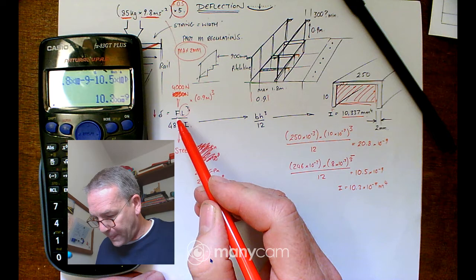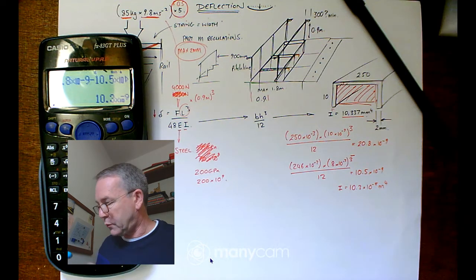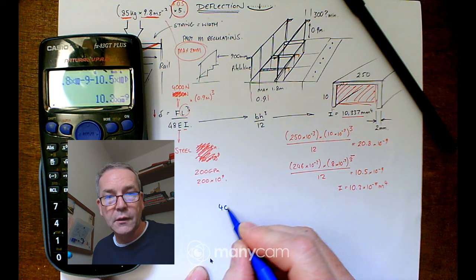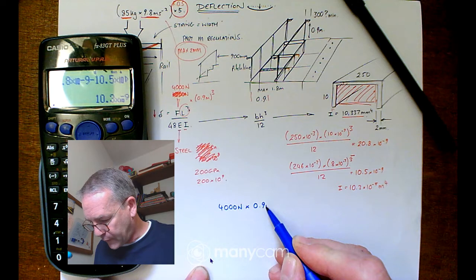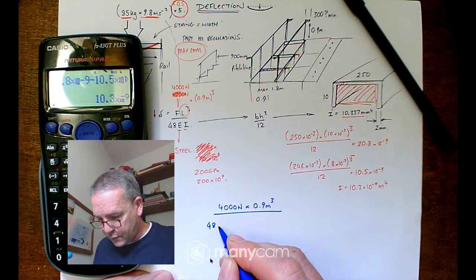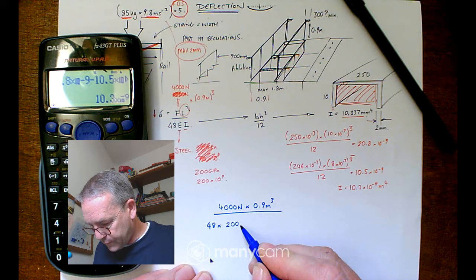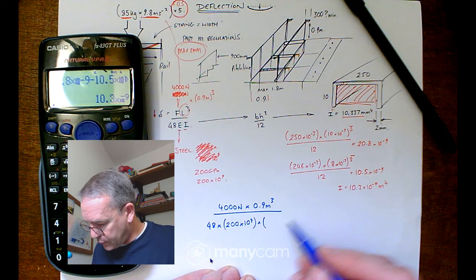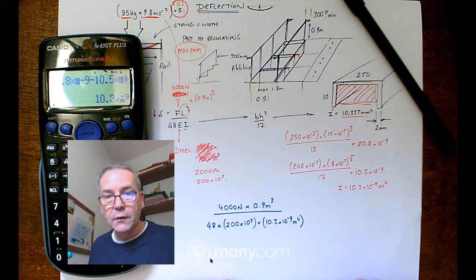So let's see what the deflection is, and I haven't done this one yet, so let's go for a different colour. We've got 4,000 newtons times 0.9 meters cubed divided by 48 times Young's modulus of steel, 200 times 10 to the 9, put that in a bracket, times the inertia, which in our case was 10.3 times 10 to the minus 9, meters to the 4, like so. I should put pascals in there so we know what we're talking about.